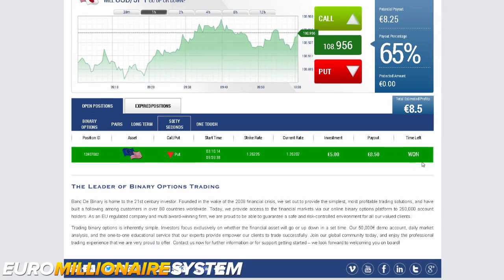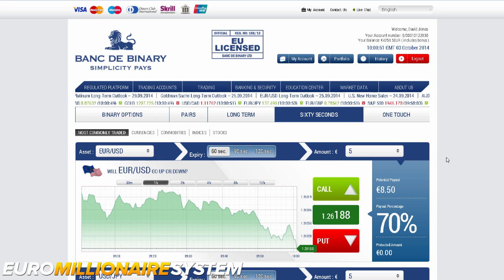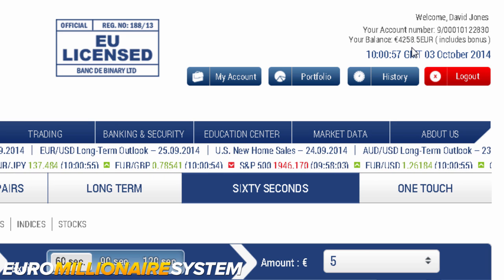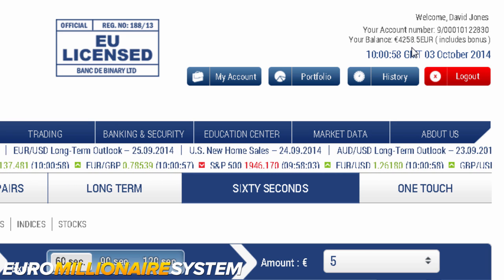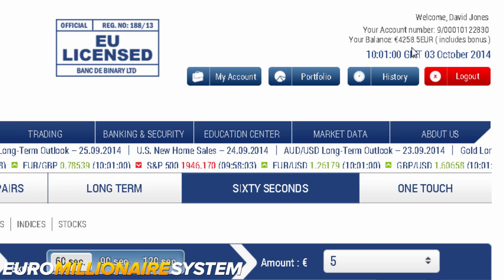Alright, this is a winning trade, and as I've mentioned before, I just received a payout of €8.5, and of course that means a €3.5 profit. You can see that my account balance has been updated to 4,258 euros, as it always does after a trade.